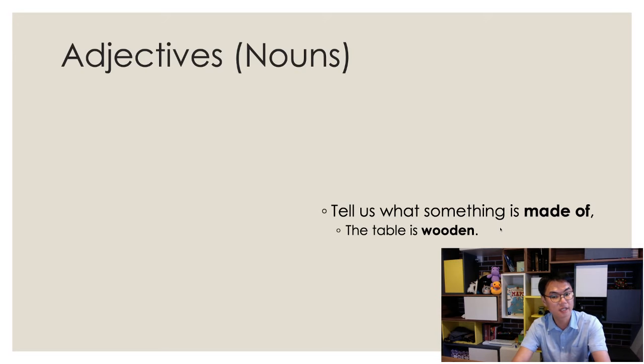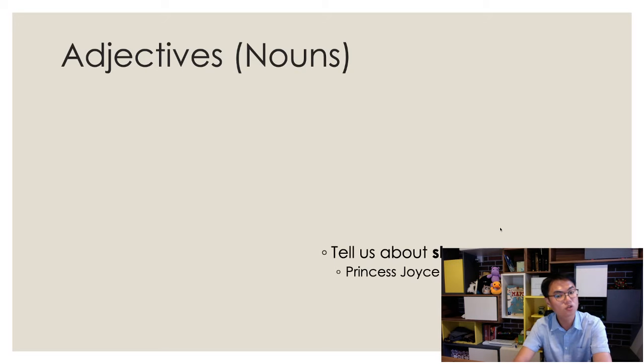Okay, of course, adjectives also tell us that something is made of a material. In this case, the table is wooden. All right, so that's pretty straightforward. Also tells us about shape. So Princess Joyce sat at a round table. Okay, so the shape of the table is round. Now, can you remember what famous story involving kings and knights had a round table featured prominently in it?